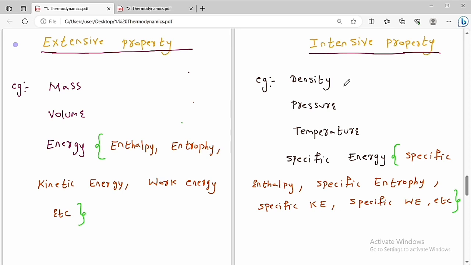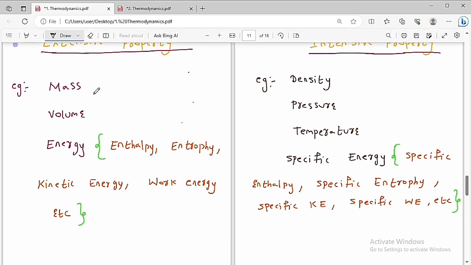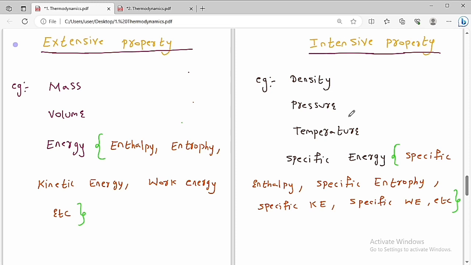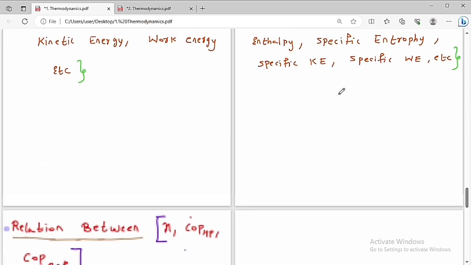What are those things? Specific enthalpy, specific entropy, specific kinetic energy, specific potential energy, specific work energy, specific mass, specific volume. All these are examples of the intensive property. If you take all the examples of extensive property and keep specific before them, they become examples of the intensive property. This is a concept you always have to keep in your mind.